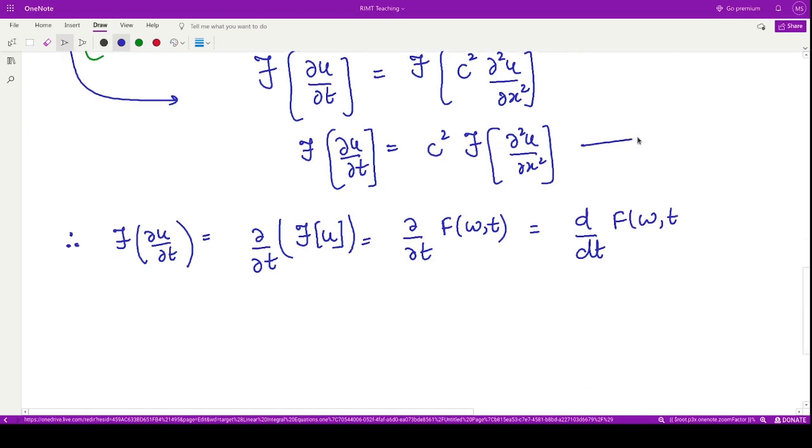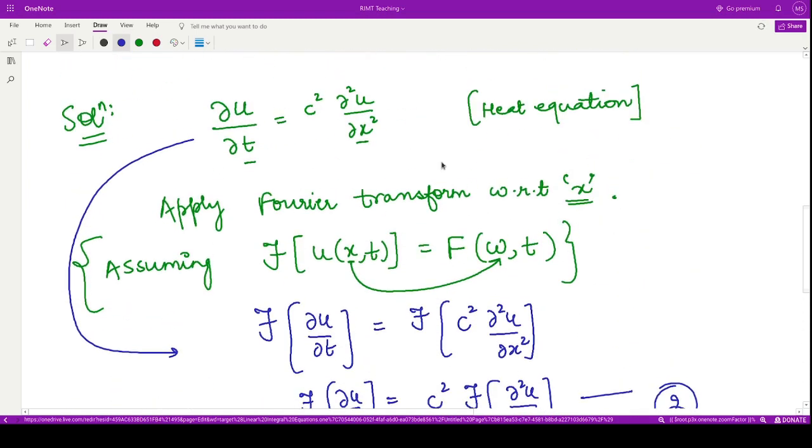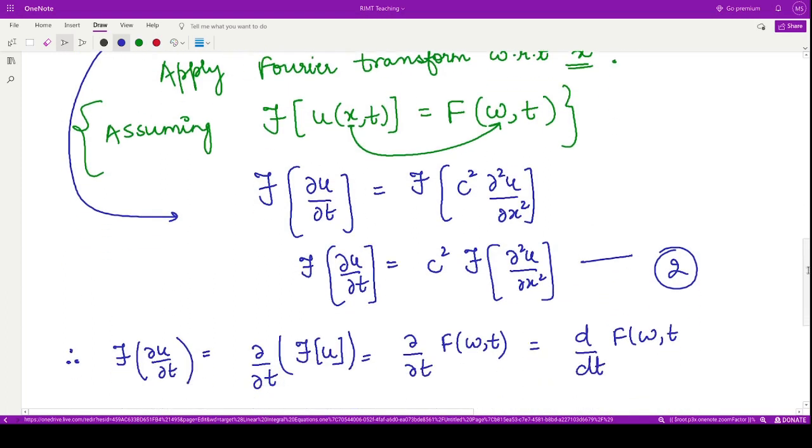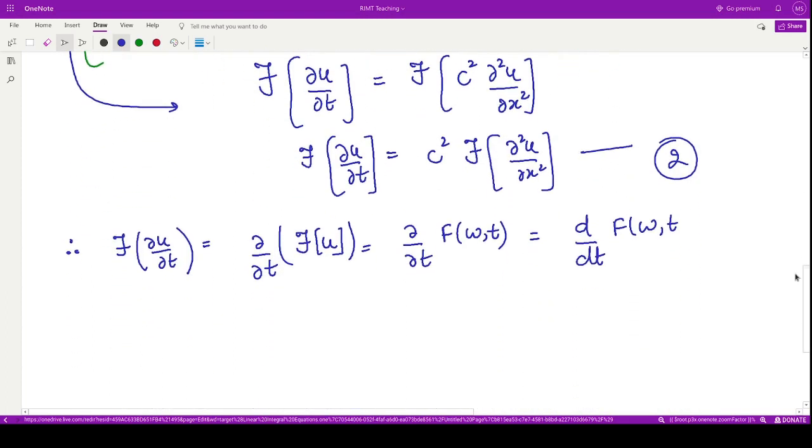Now let me call this as equation number 2. Let me call the given equation, the heat equation, as the equation number 1, right? Okay, so now we have the left hand side of equation 2. Now let me write down the right hand side for equation 2. So this is c square into the Fourier transform of del 2u by del x2, right?